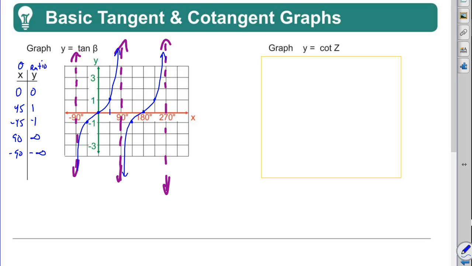So again, to quickly do the tangent, if you know these 3 points, then you know it comes from negative infinity, ends up in positive. So a 180 degree period, but from negative 90 to 90 degrees.